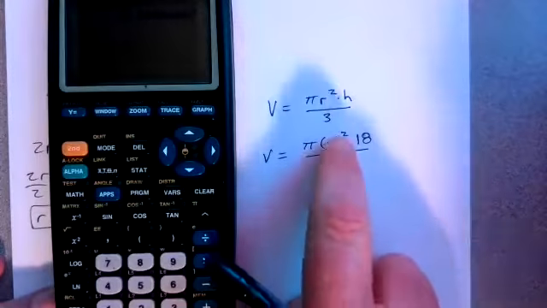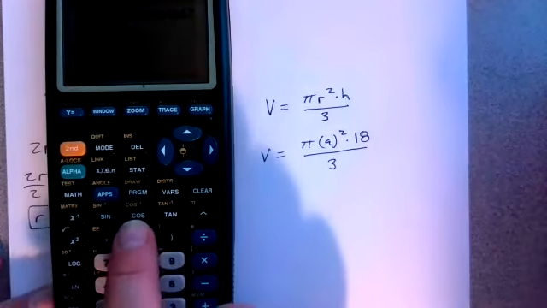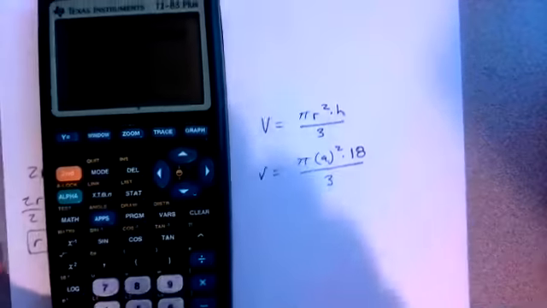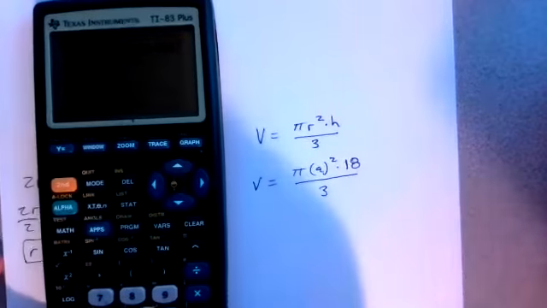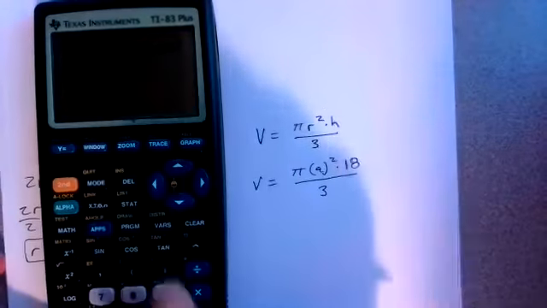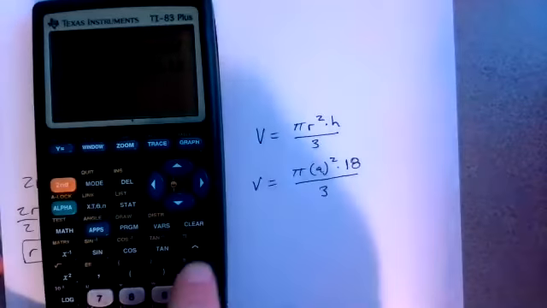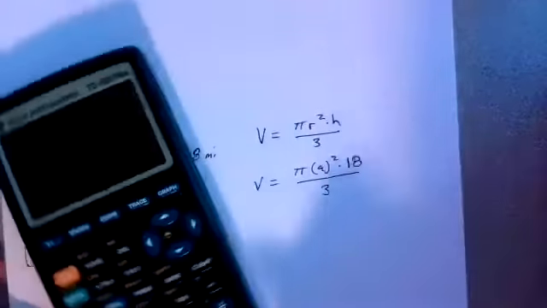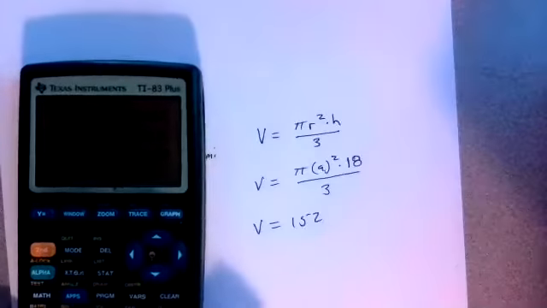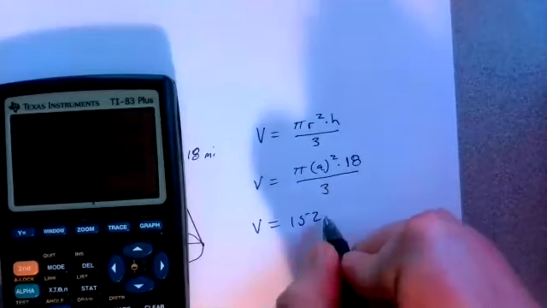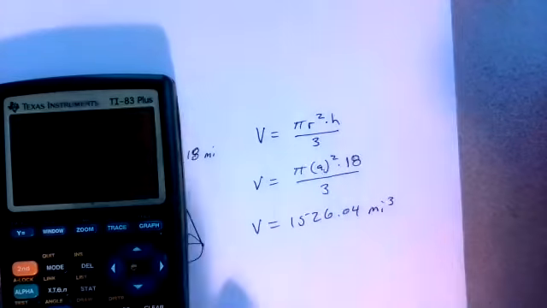And now I can do that in my calculator. So 9 squared. All right, so we get 3.14 times 9 squared, put that in parentheses, times 18. That's some big old number. We're going to divide it by 3. And here we get a total volume of 1,526.04 miles cubed.